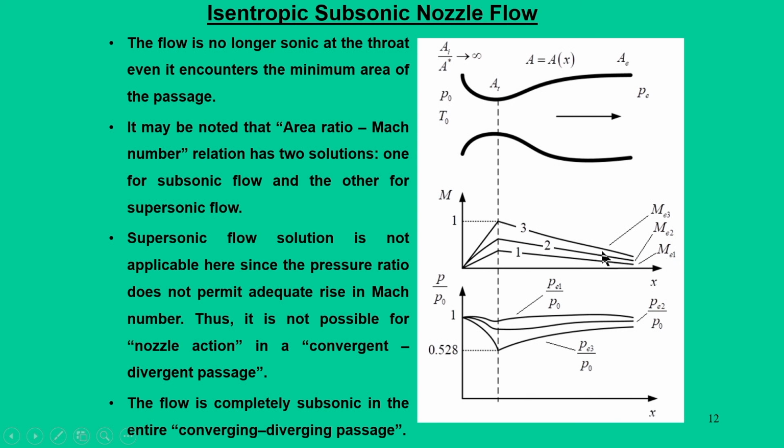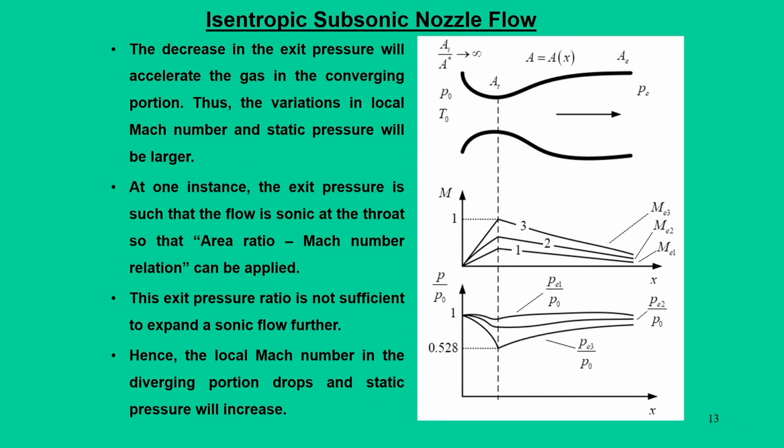In this way we have given only 3 possible solutions. In this category there could be an infinite number of solutions, like Me1, Me2, Me3, Me4, Me; all these will be possible solutions. So, a subsonic flow has an infinite number of solutions. The other important feature is that a decrease in the exit pressure will accelerate the gas in the converging portion, so the variation of local Mach number and static pressure will be larger.